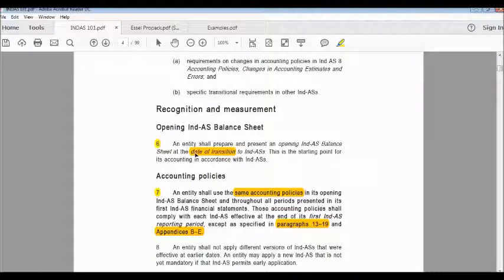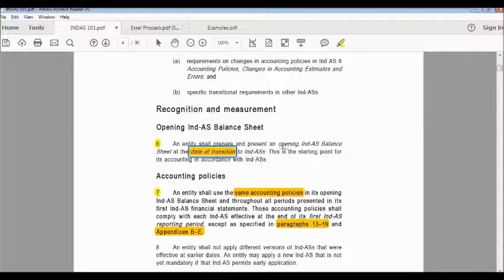Paragraph number 6 says that an entity shall prepare and present an opening Ind AS balance sheet at the date of transition to Ind AS. This is the starting point for its accounting in accordance with Ind AS. So the company has to prepare the balance sheet at the date of transition to Ind AS, and this is the starting point for its accounting in accordance with Ind AS.